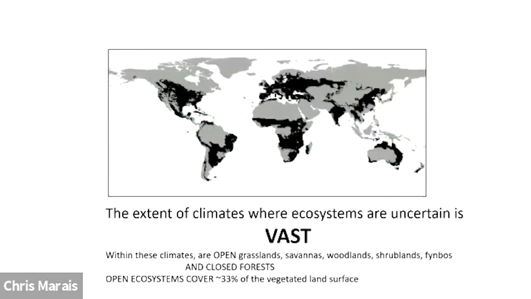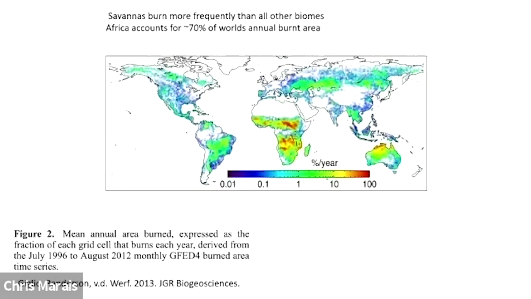If you now look at where that uncertain ecosystem zone is, and then you plot over it the frequency of fire, you'll see it's a very close match for Africa. I'm ignoring the rest of the world, but Africa tells it all. Africa is the area that burns more than anywhere else on the planet.